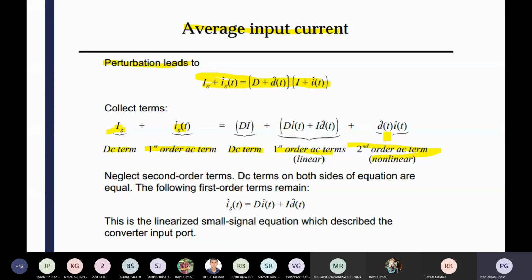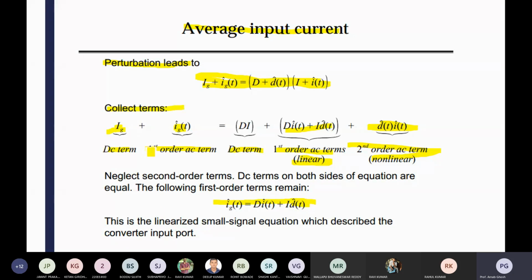So that term is automatically neglected. So what is the expression of the AC component? First order AC: I cap G equals D into I cap T plus I into D cap T. That is compared, where it's an example of an identity.